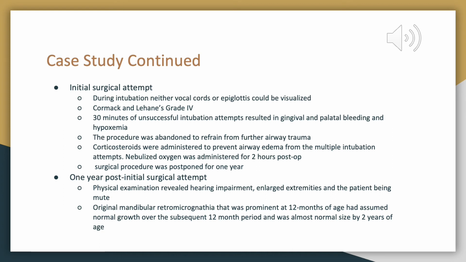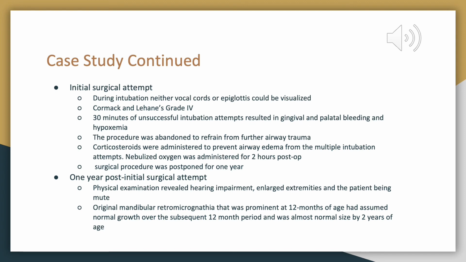So, at 12 months of age, the initial surgery to fix the U-shaped palate was attempted. During intubation, neither the vocal cords nor epiglottis could be visualized. Due to the complete lack of visualization, a Cormack and Lehane's grade of 4 was given. After 30 minutes of unsuccessful intubation attempts, the patient was noted to have gingival and palatal bleeding. The patient developed hypoxemia and the procedure was abandoned. Corticosteroids were administered to prevent subsequent airway edema, and nebulized oxygen was administered for 2 hours postoperatively. The surgical procedure was then postponed for 12 months.